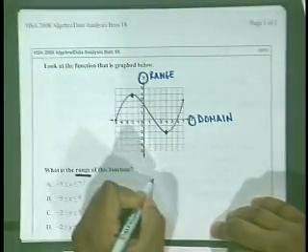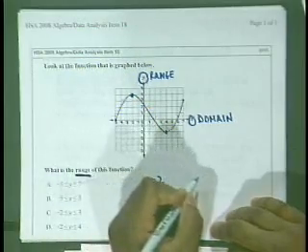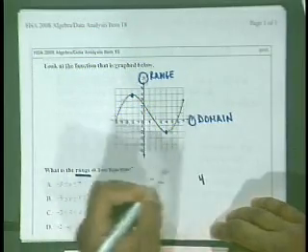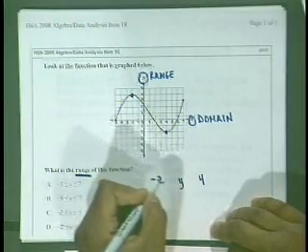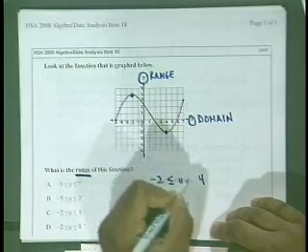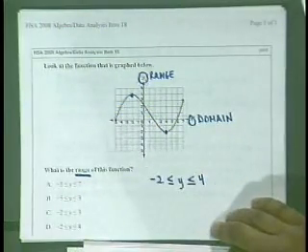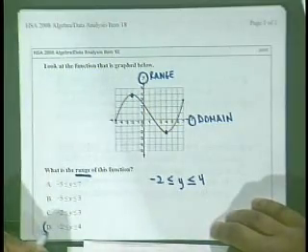So our lowest value is y equals -2. Our highest y value is y equals 4. So our range is going to be y greater than or equal to -2, but less than or equal to 4. And that would be answer choice D.